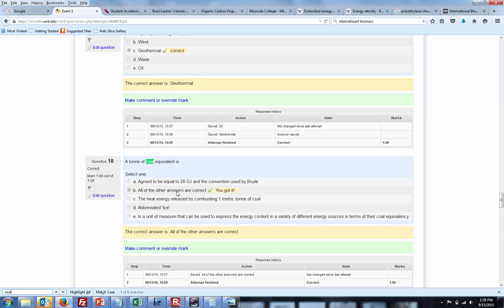A is correct, C is correct, TCE, ton of coal equivalent, is also correct, a unit of measure that can be used to express the energy content of coal's capacity, is correct also. Oh, I see. So since all of the other answers are correct, B is the answer. It should say all of the other answers, including this answer, are correct. Is this one wrong? It's correct until you answer it, and once you answer it, then it's incorrect. Technically, it does say all of the other answers.